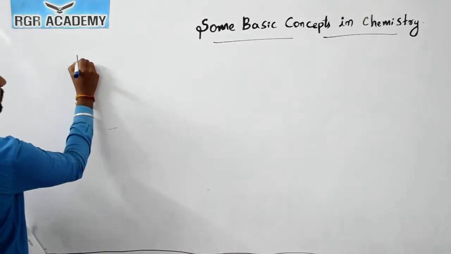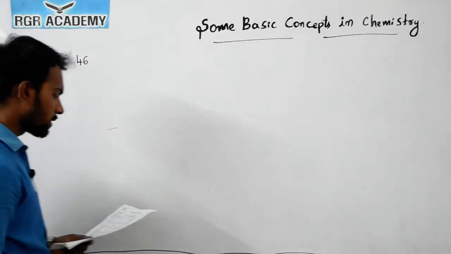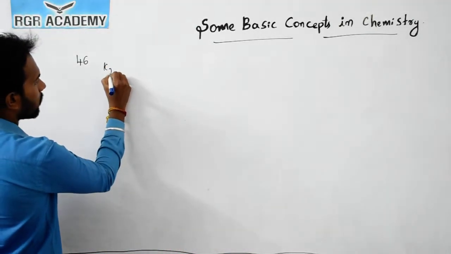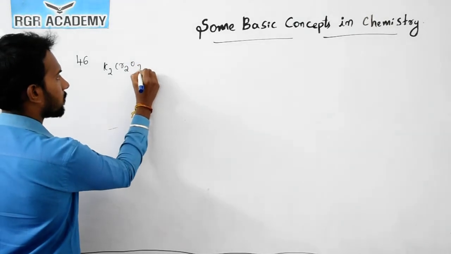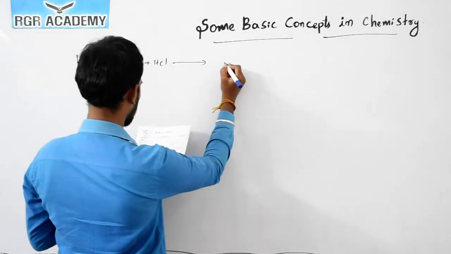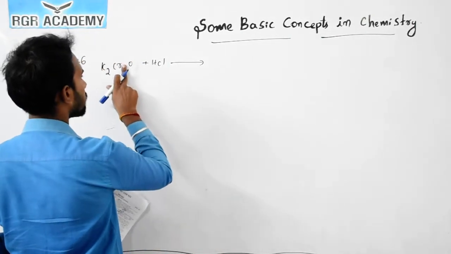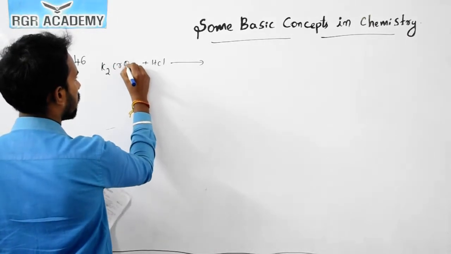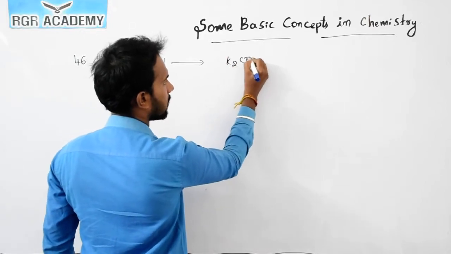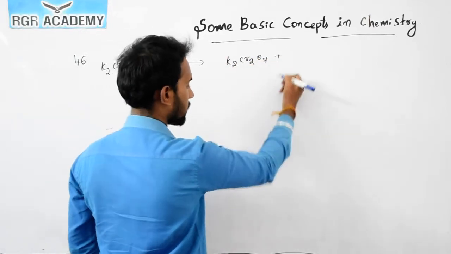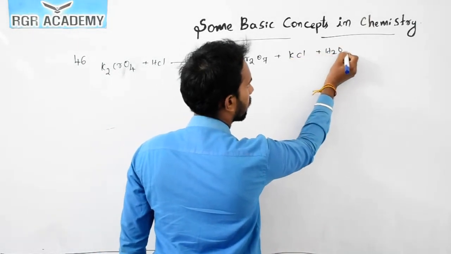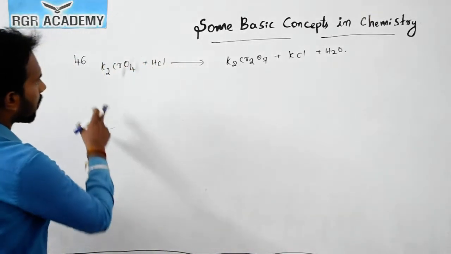So question number 46. Now see this one. What is the set of numerical coefficients? See this example. K2Cr2O7 reacts with HCl. It gives the compound K2CrO4, right? Potassium chromate. K2CrO4. So that one changes to K2Cr2O7 plus KCl plus H2O. So this potassium is not balanced, right?